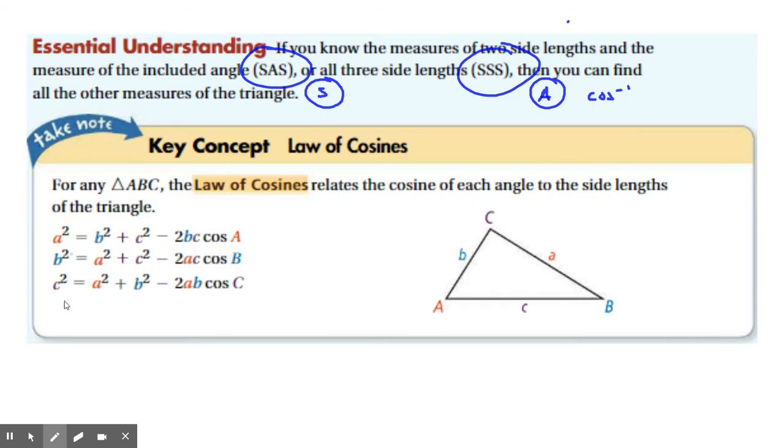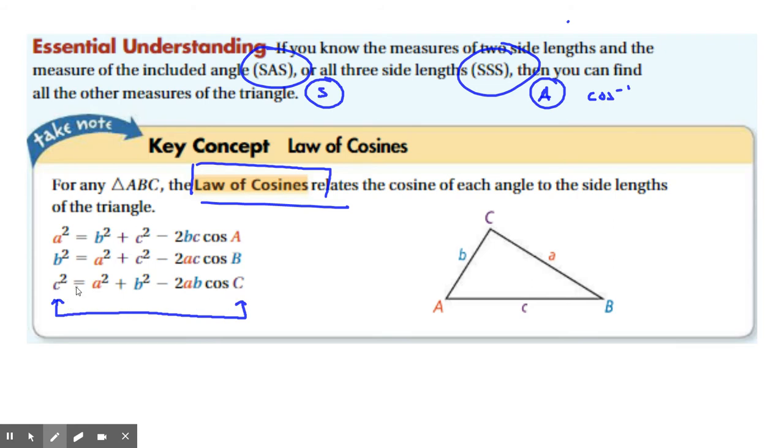So here is the concept, law of cosines. There are three forms because it all depends on what side you're focused on, what angle. The most important part of this is to remember that the side you have by itself on the left is opposite of the angle you use in the cosine. So be aware of that, okay?